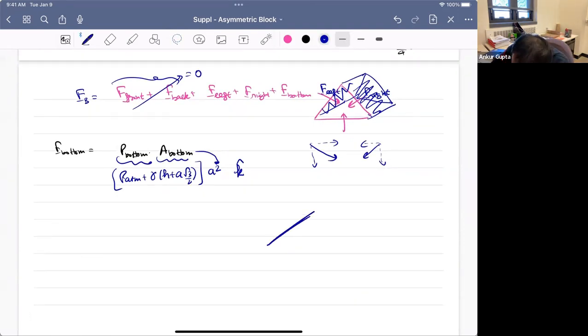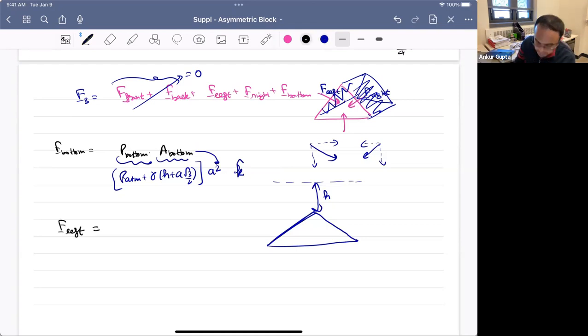Okay, so left side, it's at height H down. Now the problem in calculating the F left is that the confusing part comes from the fact that you're obviously changing the Z. If I'm going along this direction, my Z, or my vertical distance, is changing. So what do I do in that case?